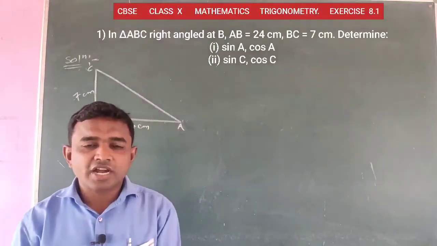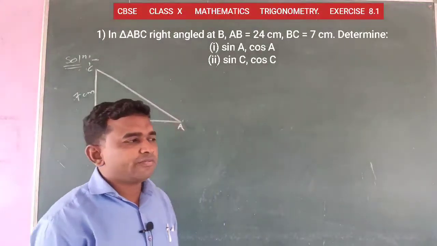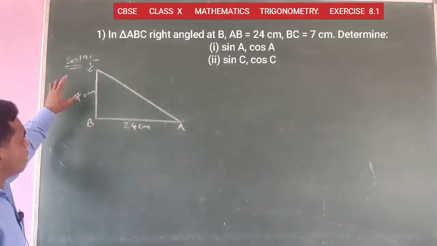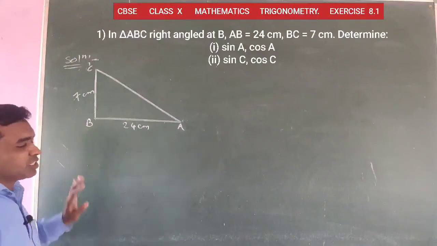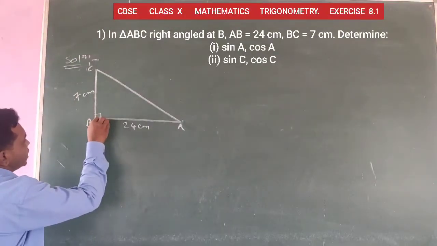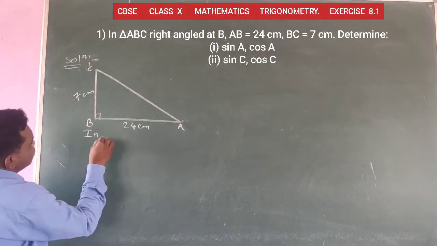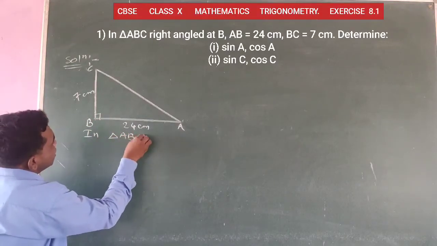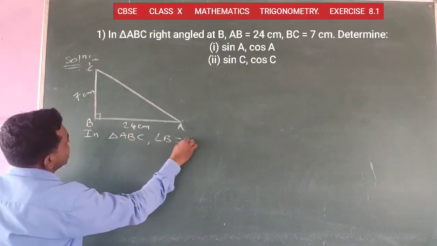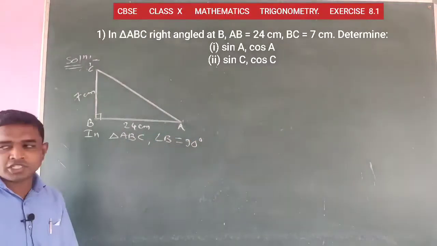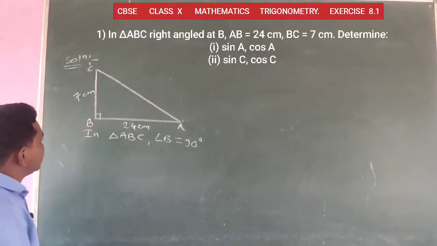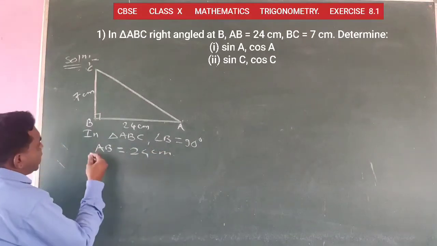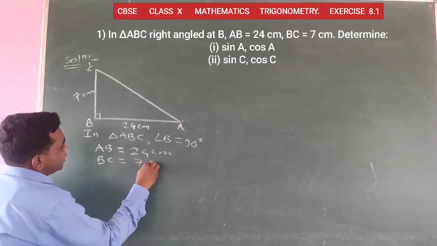Now we are going to start the first exercise. This is the first example of the exercise. Here the given part is triangle ABC, where angle B is equal to 90 degrees. In your solution you must write the given part first: in triangle ABC, angle B is equal to 90 degrees, and the measurement of AB is equal to 24 centimeters and BC is equal to 7 centimeters.